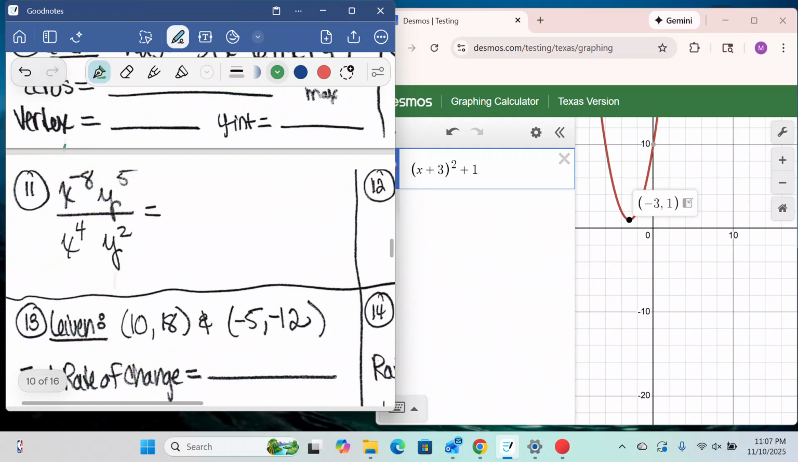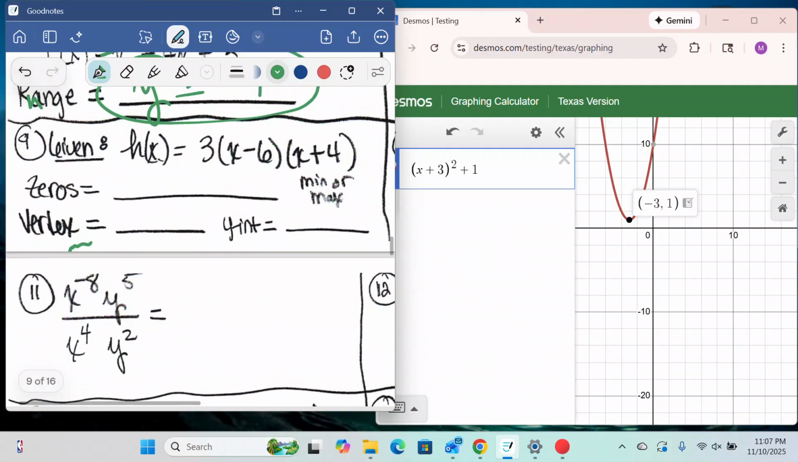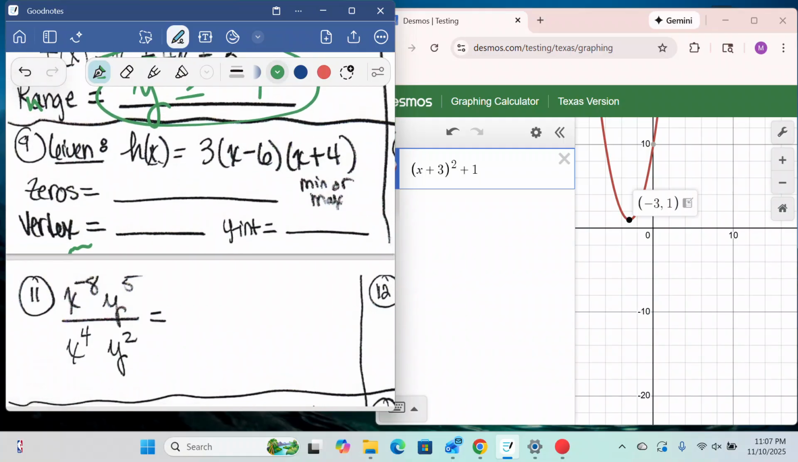If you look at number 10, this one is interesting because it's asking for zeros. It's asking whether the vertex is a minimum or a maximum. It's also asking what the y-intercept is. So let me go ahead and erase this stray mark right here. There you go. Very nicely erased.